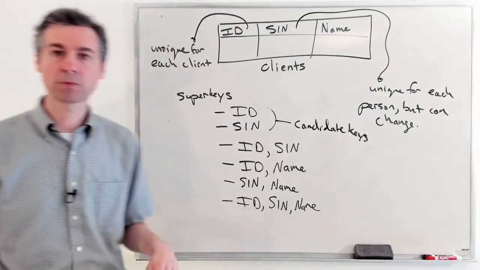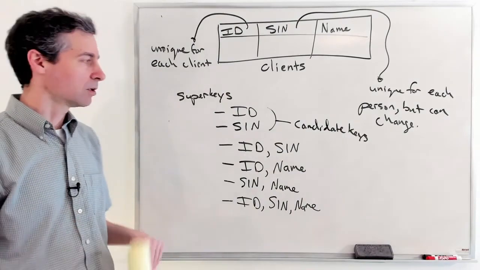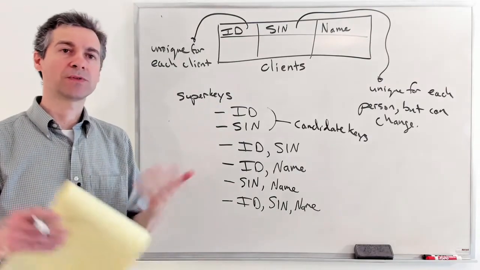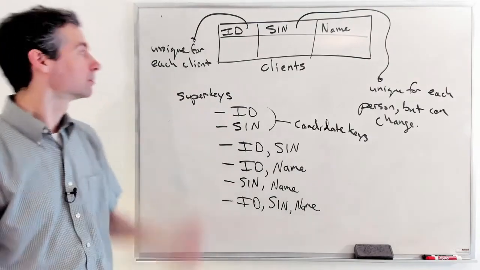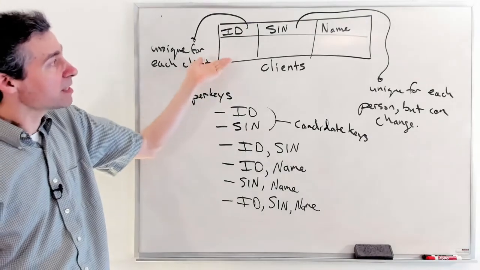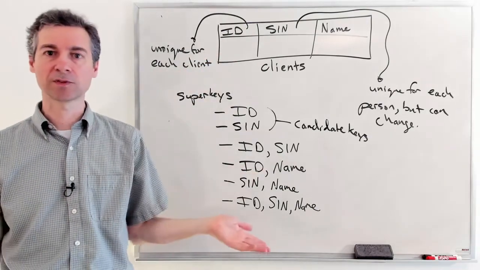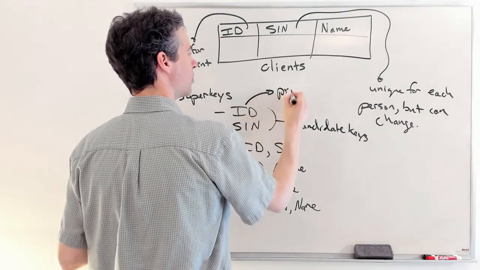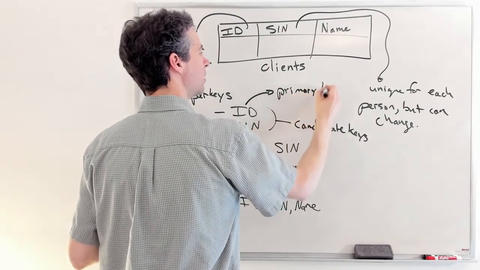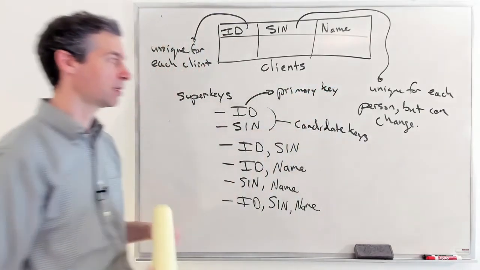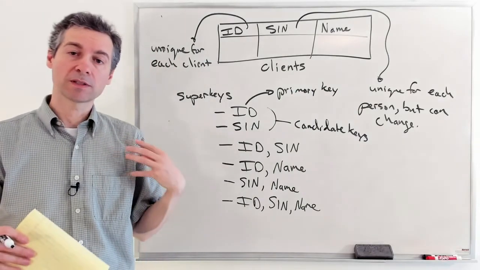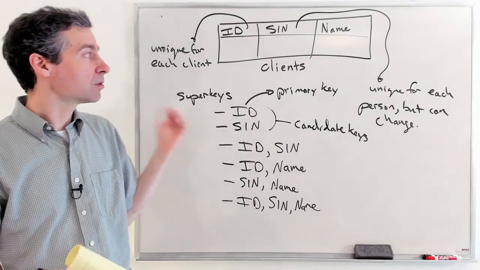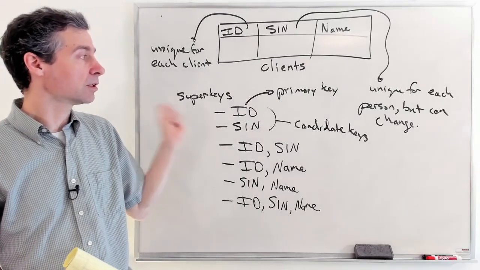Now, what should we pick as our primary key? From the candidate keys, ID or SIN, which one has the property of less likely ever changing? It's this unique ID that we created for our client that is supposed to live for the life of the client. All right, so we would make ID the primary key. We would not make the SIN the primary key. And again, the primary key means it's a key that we choose as the database designer to uniquely identify the rows in our table.